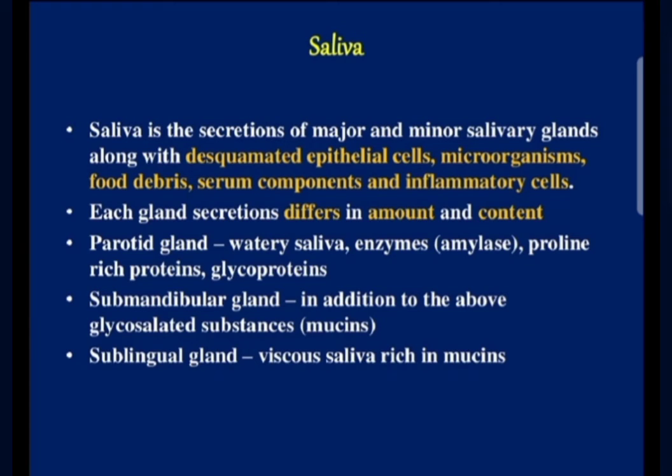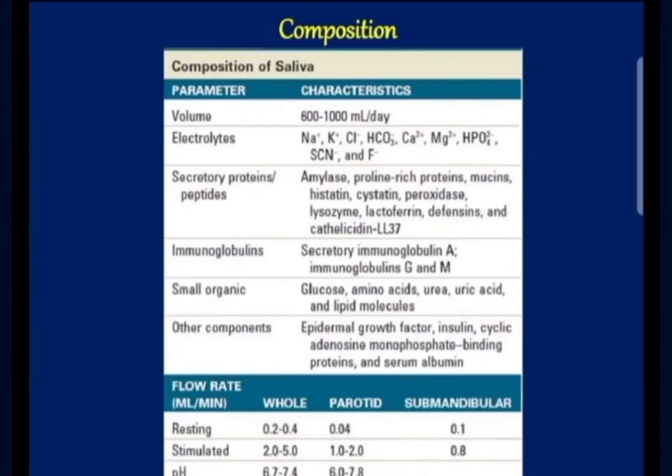Saliva is the secretion of major and minor salivary glands along with desquamated epithelial cells, microorganisms, food debris, serum components and inflammatory cells. Each gland's secretions differ in amount and content. Parotid gland: watery saliva, enzymatic amylase, a lot of amylase is present in the saliva of the parotid gland. Proline-rich proteins and glycoproteins. The submandibular gland, in addition to the above glycosylated substances, has mucins. Mucins are present in the sublingual gland, viscous saliva rich in mucin.